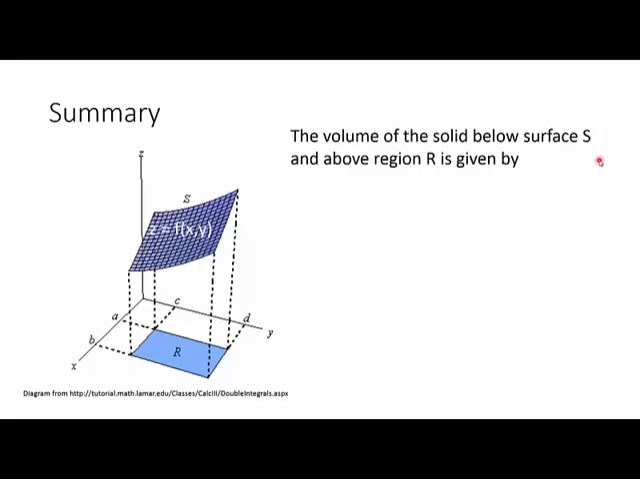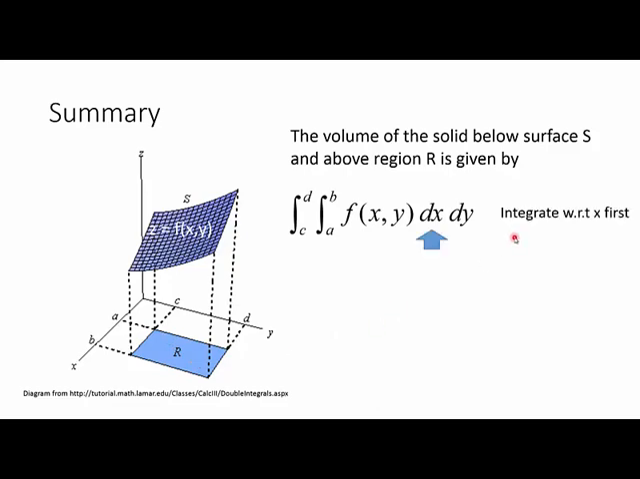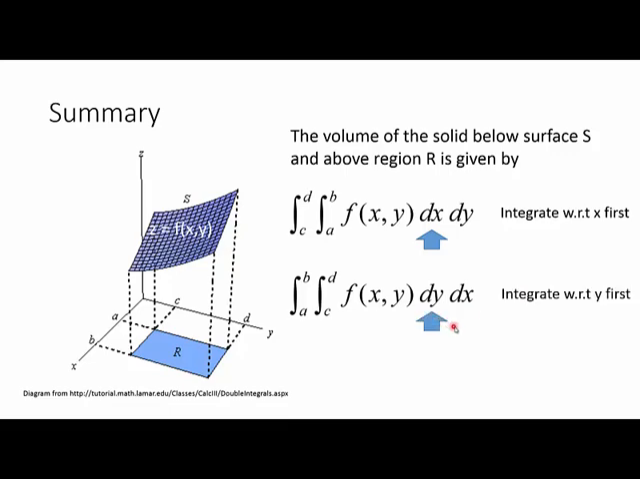We are now ready to summarize what we have learned. The volume of the solid below surface S and above region R, here we are talking about this surface S and this region R, is given by this double integral, which means that we integrate with respect to x first, or this double integral, which means that we integrate with respect to y first. Either one of these will give you the same answer. Notice that if we integrate with respect to y first, then we write the limits for y inside the inner integral, and if we integrate with respect to x first, then we write the limits for x in the inner integral.